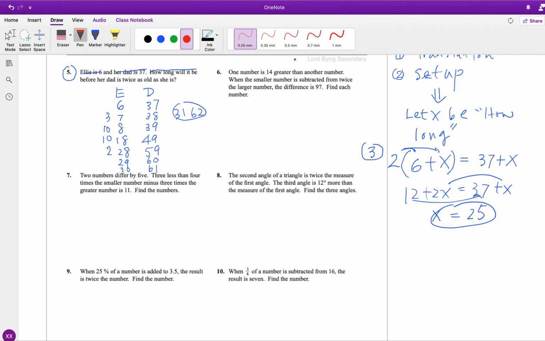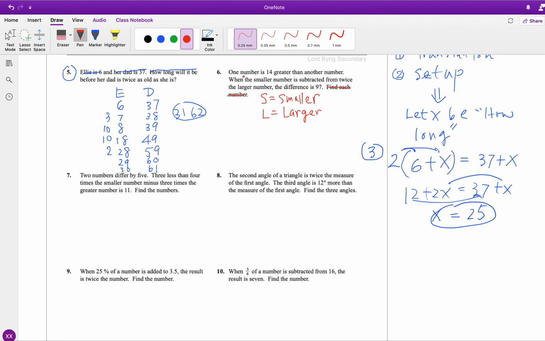Now in this case, I wanted to have the smaller number. Let the smaller number be X. Let the S be the smaller number. And then I would let the L be the larger number. So then this is already done. This is the question always translated into my variables.